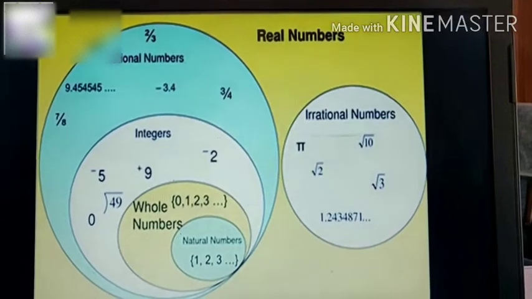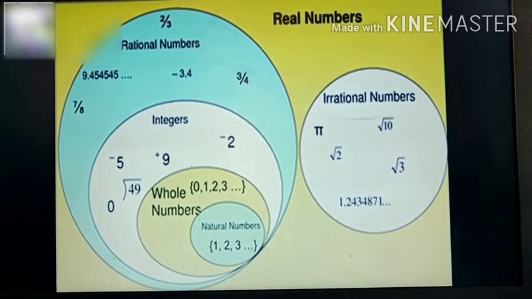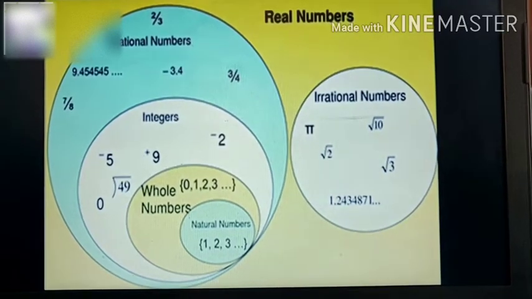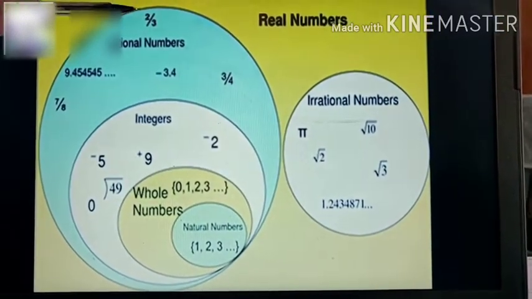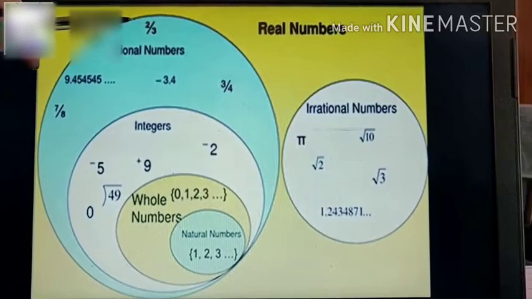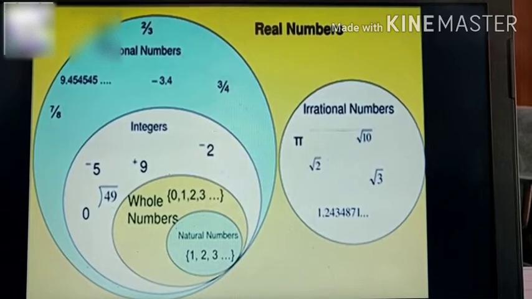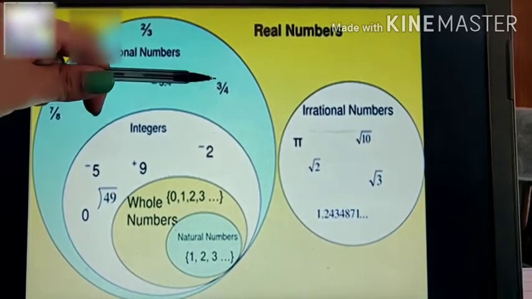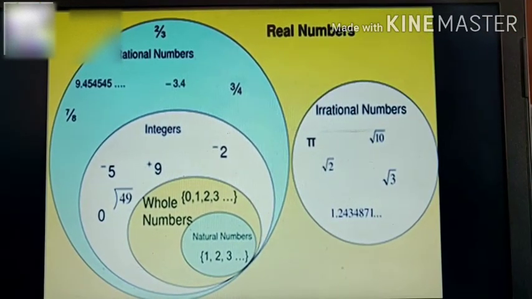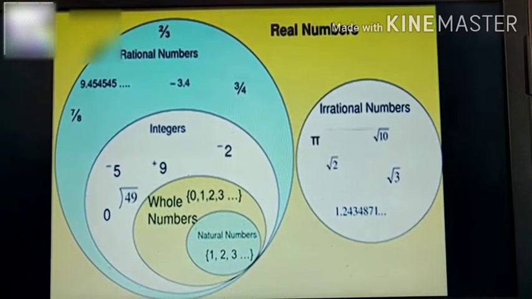Then next is rational numbers. Rational numbers are those numbers which can be written in the form of p upon q, that means in the form of numerator upon denominator. See this example, 2 by 3. 2 is the numerator here and 3 is the denominator. So 2 by 3 is a rational number. Similarly, 3 by 4, the numerator is 3 and the denominator is 4. So 3 by 4 is a rational number. 7 by 8 is also a rational number. Numerator is 7, denominator is 8.